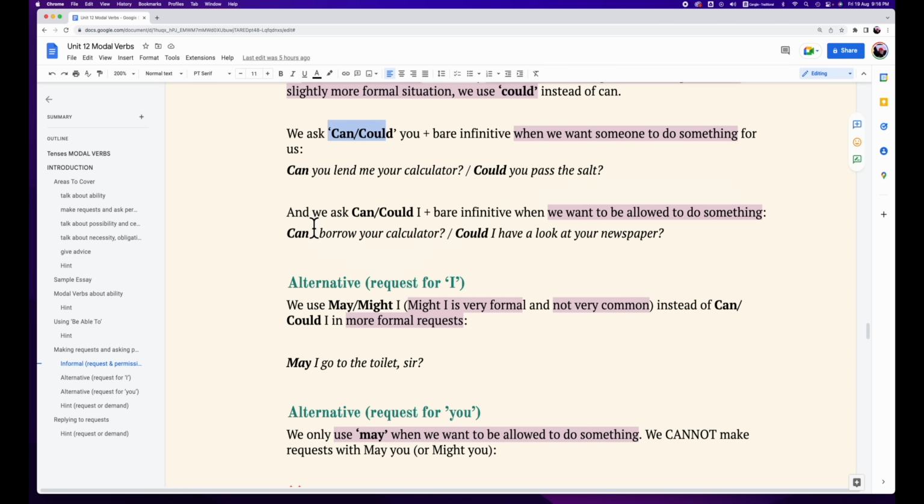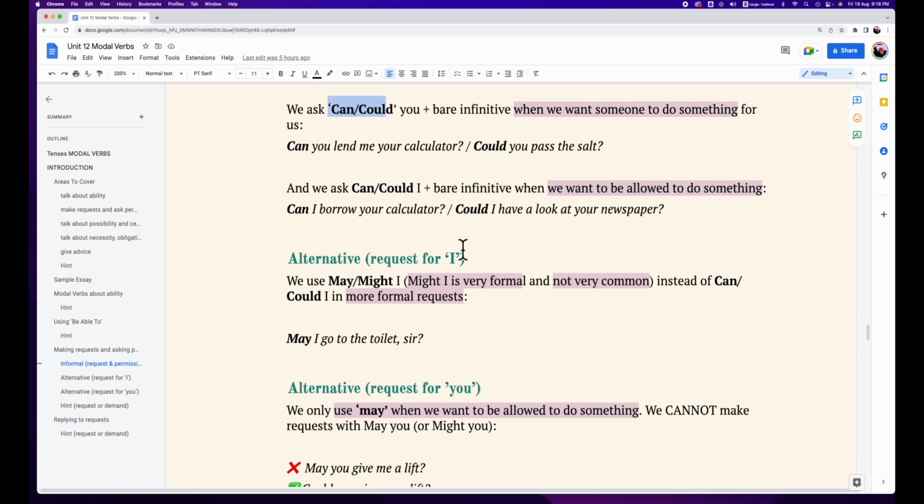How about when we want to be allowed to do something? How should we say it? Let's take a look. We use the word can and could plus I, can I, could I, plus bare infinitive when we want to be allowed to do something. Can I borrow your calculator? Could I have a look at your newspaper?